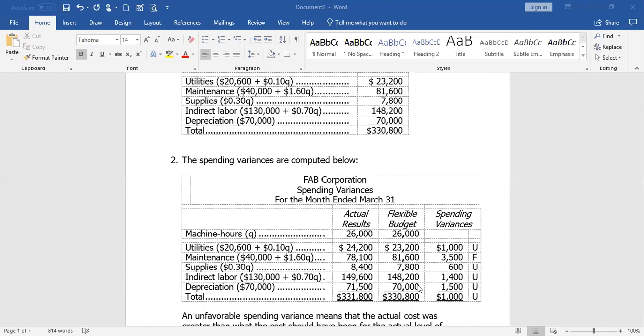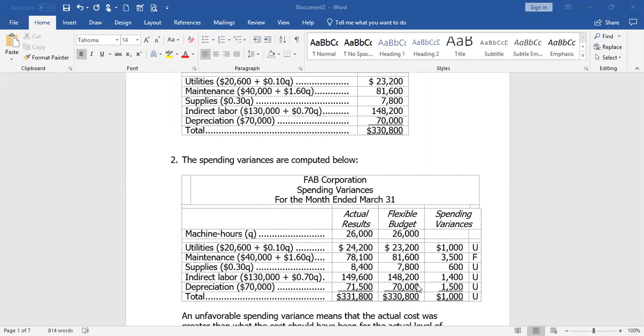Supplies, $8,400 were spent compared to the flexible budget amount, so the budget based on actual production of $7,800, an unfavorable budget difference or variance of $600. Indirect labor, we spent $1,400 more than our flexible budget amount, so it's an unfavorable difference. And depreciation was $1,500 more than budgeted.